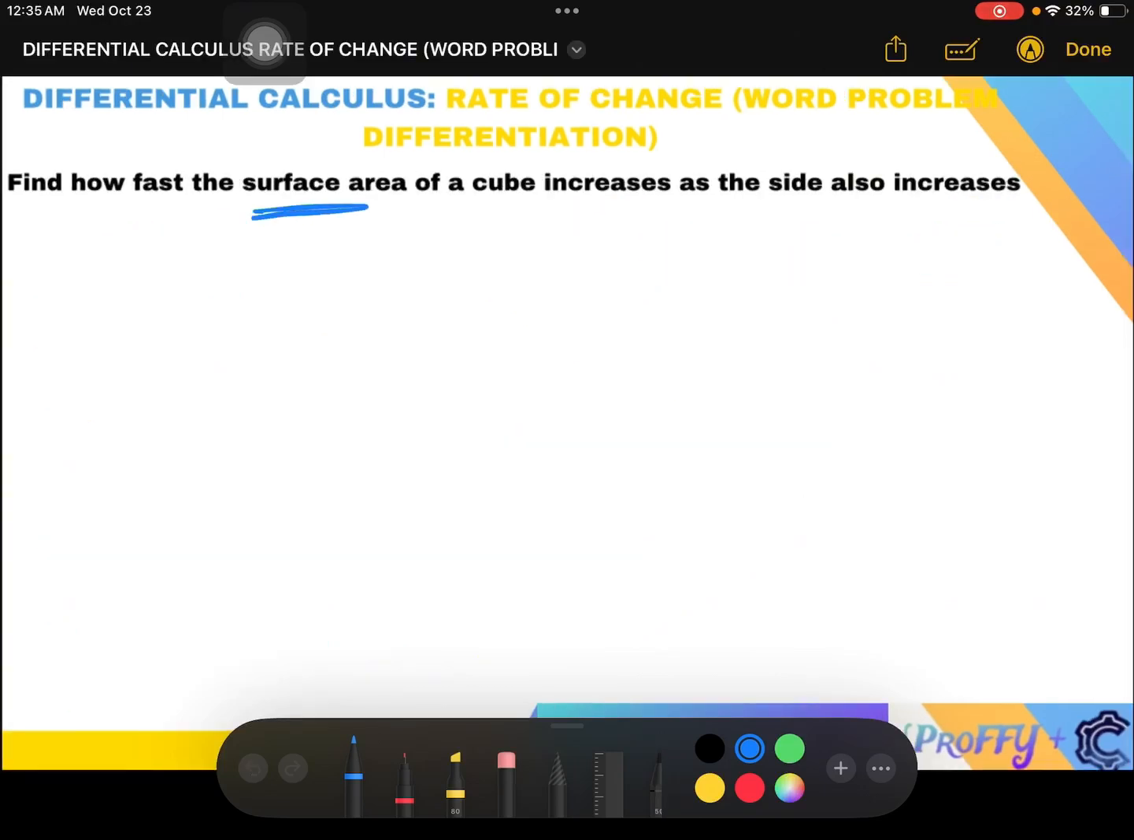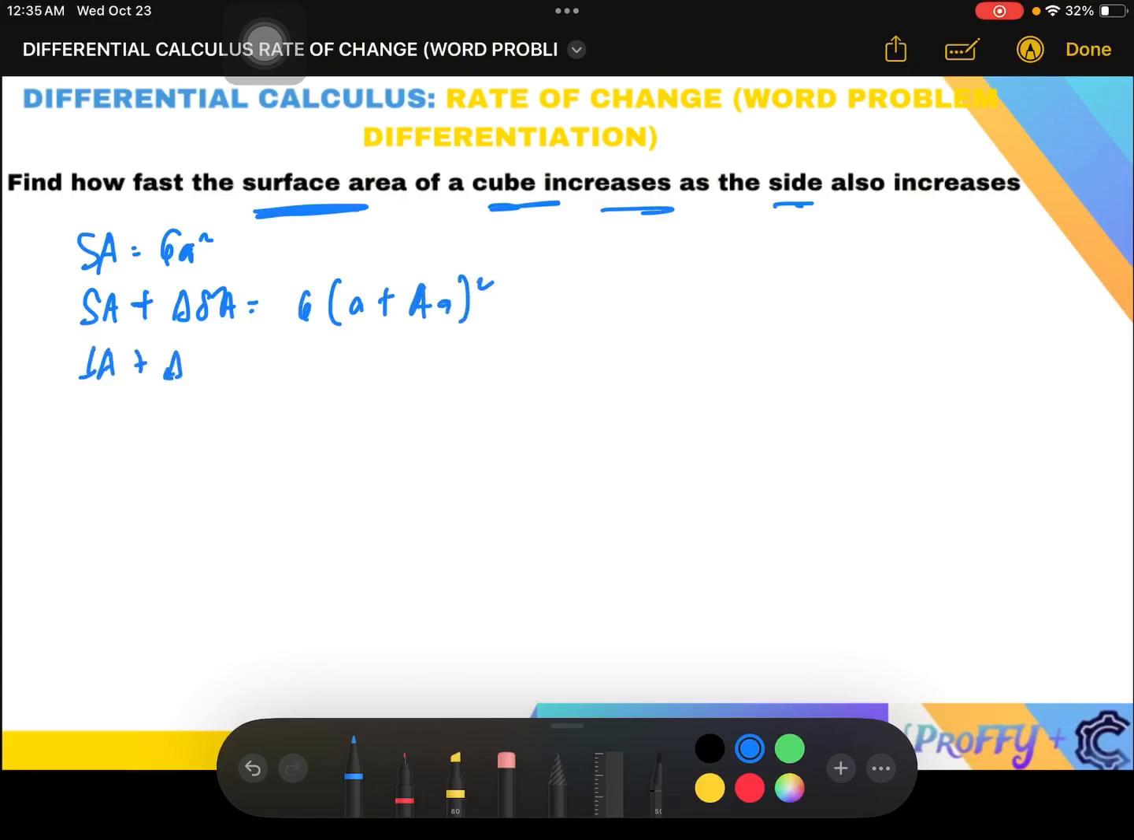The next problem is find how fast the surface area of a cube increases as the sides increase. So the area is equal to 6a squared, or pwede din gawing S, any variable guys. Next natin gagawin is SA plus delta SA equals 6 times (a plus delta a) squared. So SA plus delta SA is equal to 6 times a squared plus 2a delta a plus delta a squared.